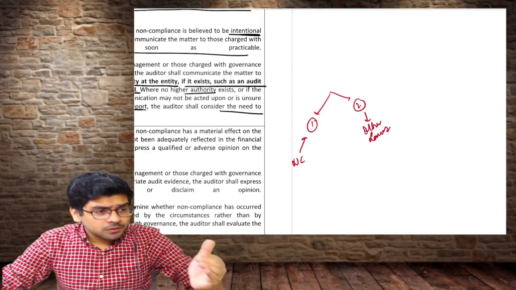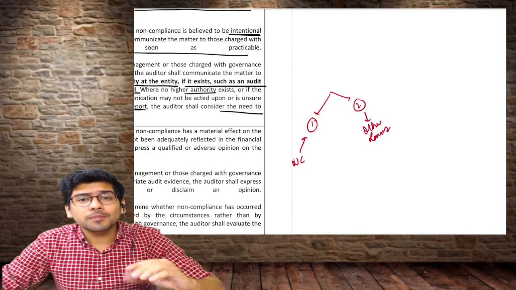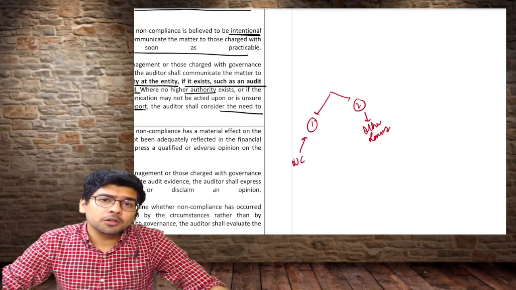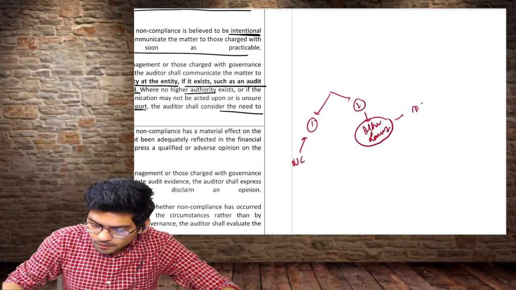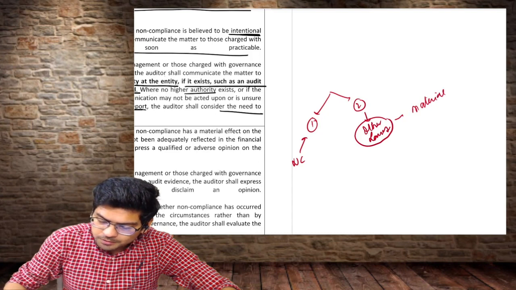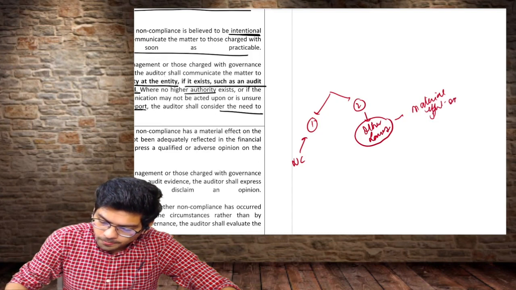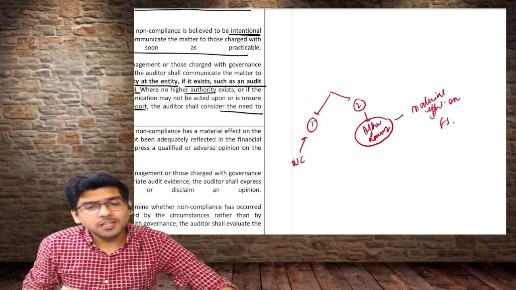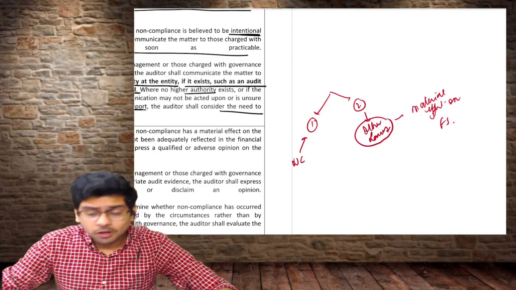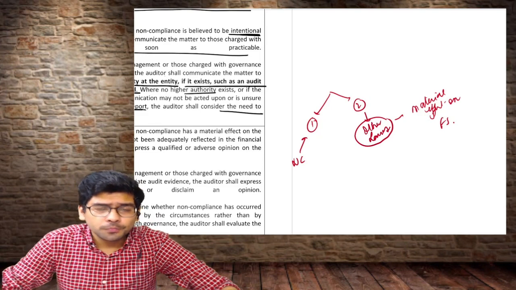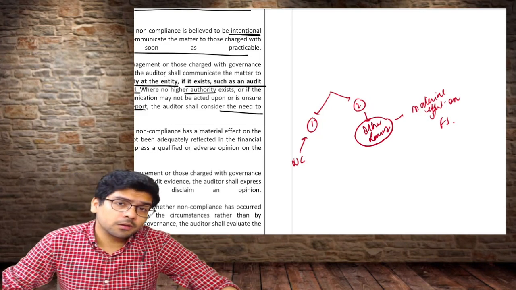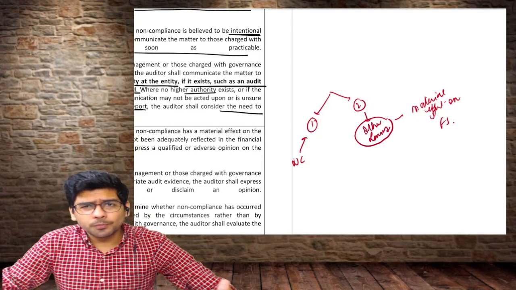So what I'm trying to tell you here is, as far as other laws are concerned, the impact of this non-violation, or non-compliance of other laws, is going to come in the audit report only if the auditor feels that the non-compliance has, and the words you have to remember here are, material effect on financial statements. If the non-compliance of other laws has a material effect on the financial statements, then obviously the auditor is going to modify or change his opinion, whatever it can be.